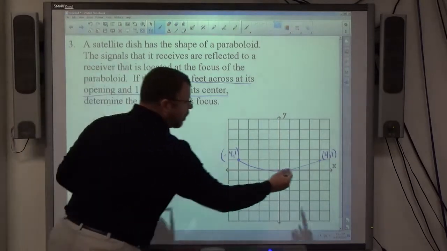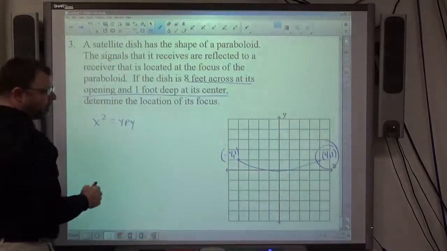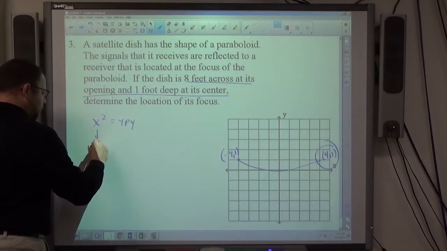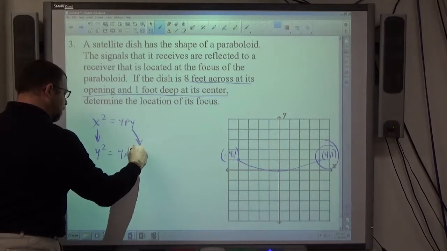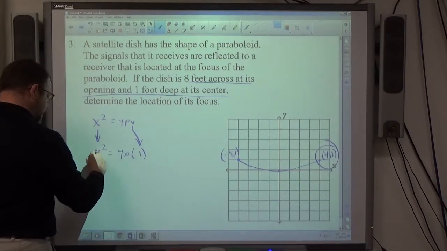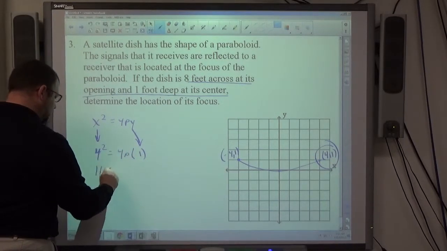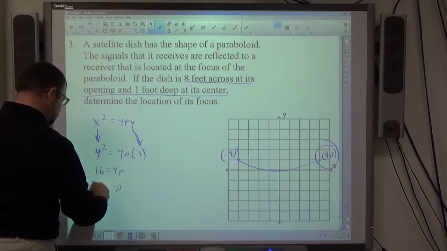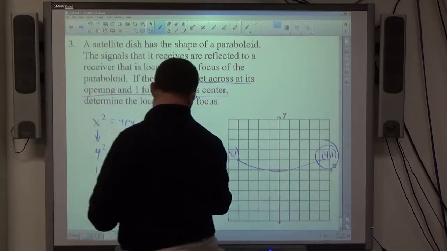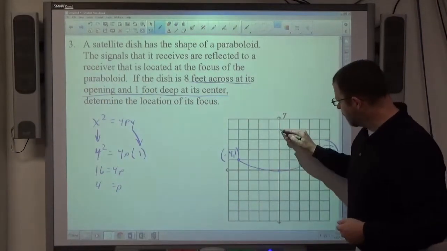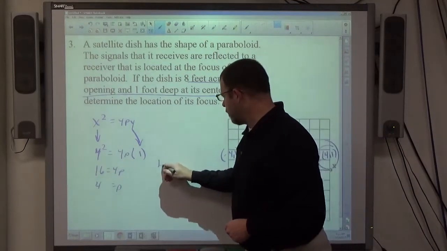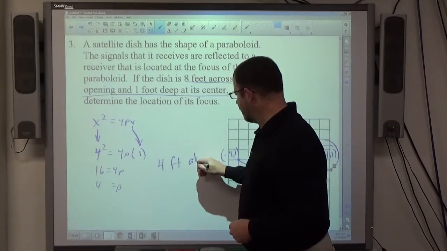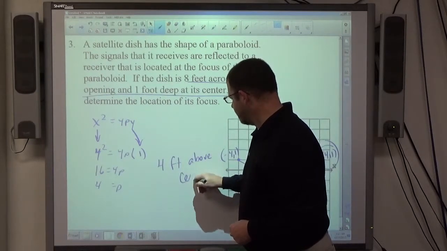So I take one of the 2 points, I'm going to pick the positive one, 4, 1. X squared is going to be 4 squared, and 4py is going to be 4p times 1. So 16 equals 4p, so p is equal to 4. So the answer, where should the focus be? This is the focus, 4 feet above the center.